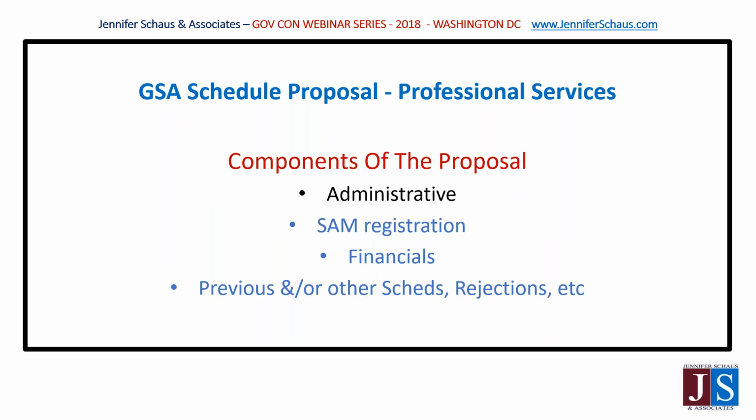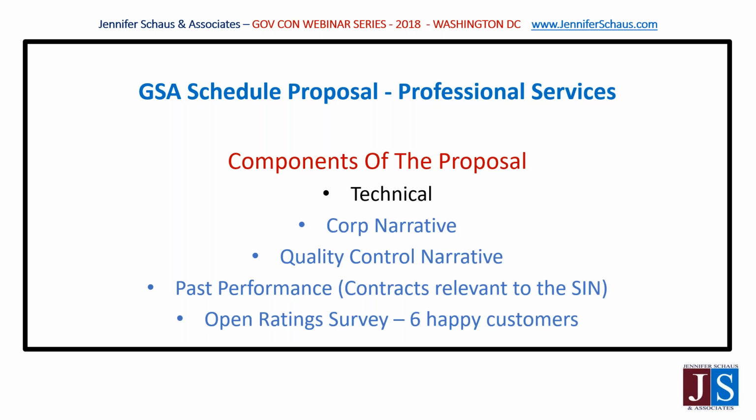The administrative is pretty much the same for product and service companies, but you're going to have your SAM registration. You need to make sure that your NAICS codes match to the exact ones that are listed for the particular SIN number that you're pursuing. You're going to have your last 2-year financial statements as well as year-to-date, and make any notations of any previous schedules that you've had, anything else that you're currently pursuing, and any time that in the past you may have been rejected by GSA. You also need a copy of that rejection letter if that applies to you. So that's the administrative. Next is the technical.